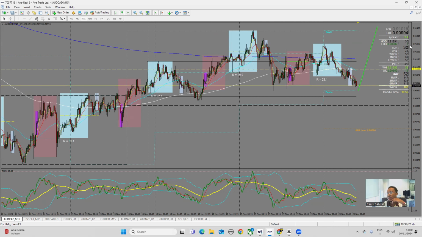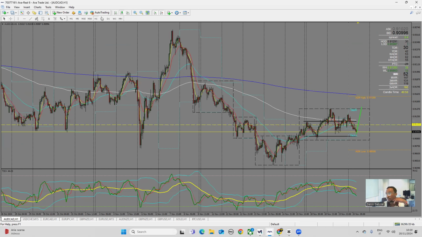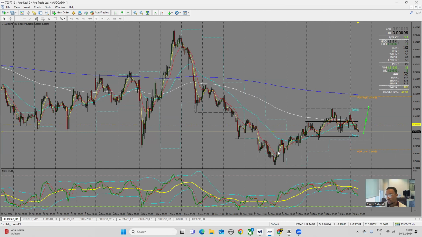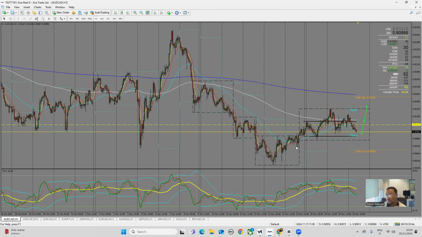So for this pair, I think that's about it. Some sort of rejection to the downside. Don't know which area yet, maybe here or here. If it gives us some sort of rejection to the downside, then we are looking to buy this pair to the upside, given that right now we're actually in an uptrend because price is making higher highs and higher lows, right? Higher highs, higher lows, higher highs, higher lows, higher highs, and higher lows.